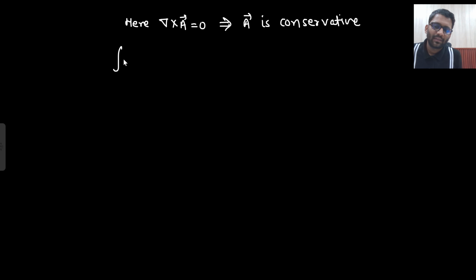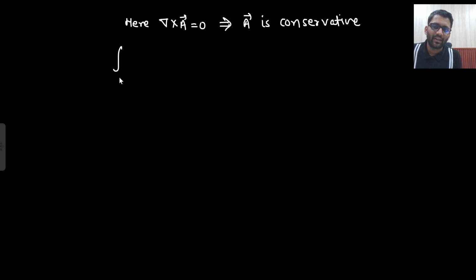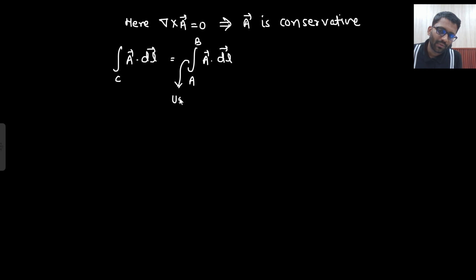That means I can follow any path now. I do not need to follow this path from A to B. I do not need to follow path C. I can follow any other path. So what I will write? Integral A dot dl. It will be equals to, I need to go from point A to B, A dot dl, using any path.